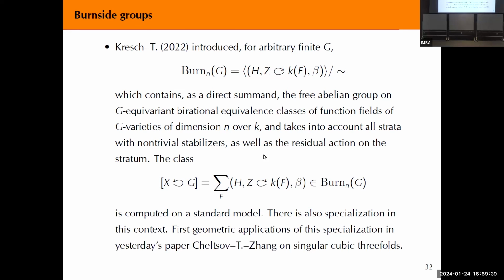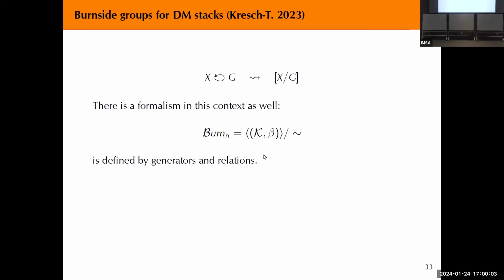There are no geometric applications, but in fact, I posted a paper yesterday on the archive, where we have first geometric applications for singular cubic threefolds of this formalism, that you can look at some actions, you don't see any obstructions in the generic fiber, you specialize, you find obstructions, and therefore the very general fiber is not linearizable. And so, of course, you're motivated then to look at Burnside groups for stacks.